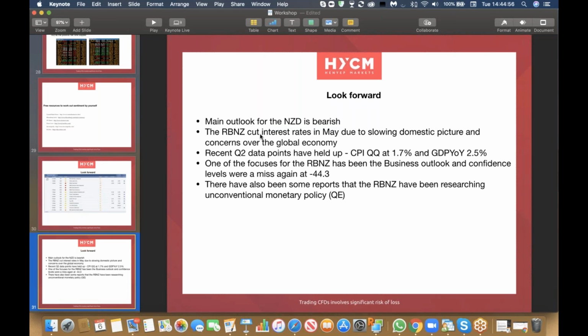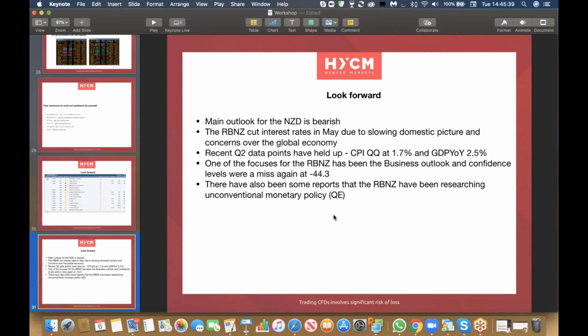Now, the predominant outlook for the New Zealand dollar is bearish. The Reserve Bank of New Zealand cut interest rates in May due to a slowing domestic picture and concerns over the global economy. I think it was the first time since 2016 they cut rates. Recent data points have held up. CPI was good, GDP was good, but one of the focuses for the RBNZ has been the business outlook, and business confidence was weak again at minus 44.3. That was just out last week. That was negative for the New Zealand dollar, and it raises concerns for the outlook for New Zealand.